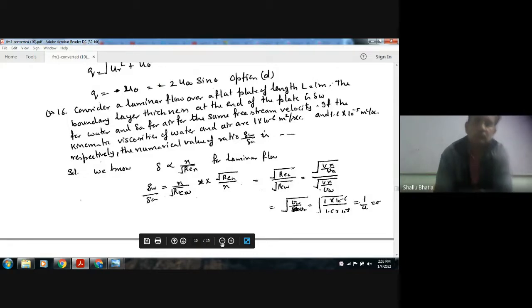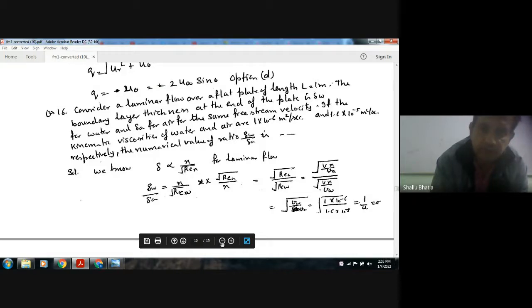Re_A is nothing but Vx by kinematic viscosity, and Re_W is Vx by kinematic viscosity. So x cancels out, and V cancels out. So the ratio of the boundary layer thickness delta_W by delta_A is the root of the kinematic viscosity ratio, nu_W by nu_A.